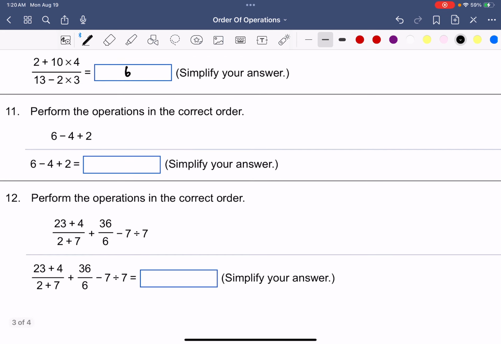Number 11, working left to right, 6 minus 4 is 2. So 2 plus 2 is 4.